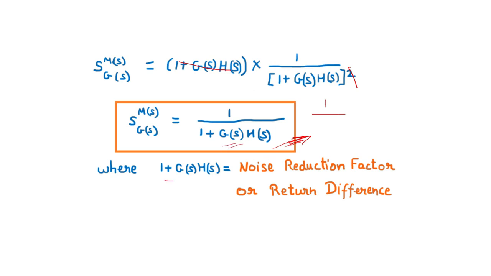Also 1 plus GSHS, this denominator factor is known as noise reduction factor or return difference, and here you can see that sensitivity is the inverse of this factor. You can say that it's another name for sensitivity, as it can be asked in the exam to confuse you.